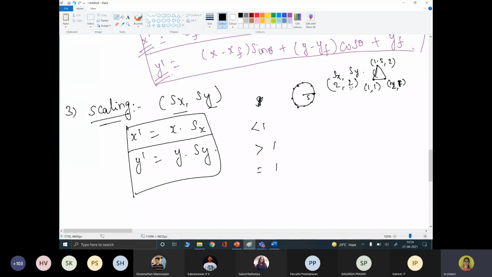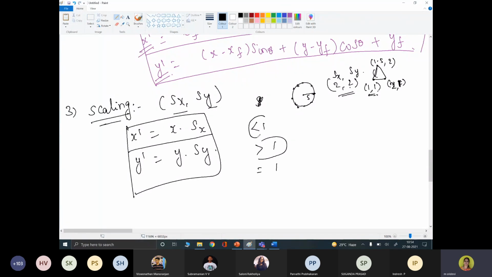When you apply a scaling factor of 2, what will happen to the output? What will happen to this pixel? Enlarge. This is x and y. This becomes 2, 2 and this becomes 4, 2 and this becomes 3, 4. What will happen to the size of the object now? It's enlarged.